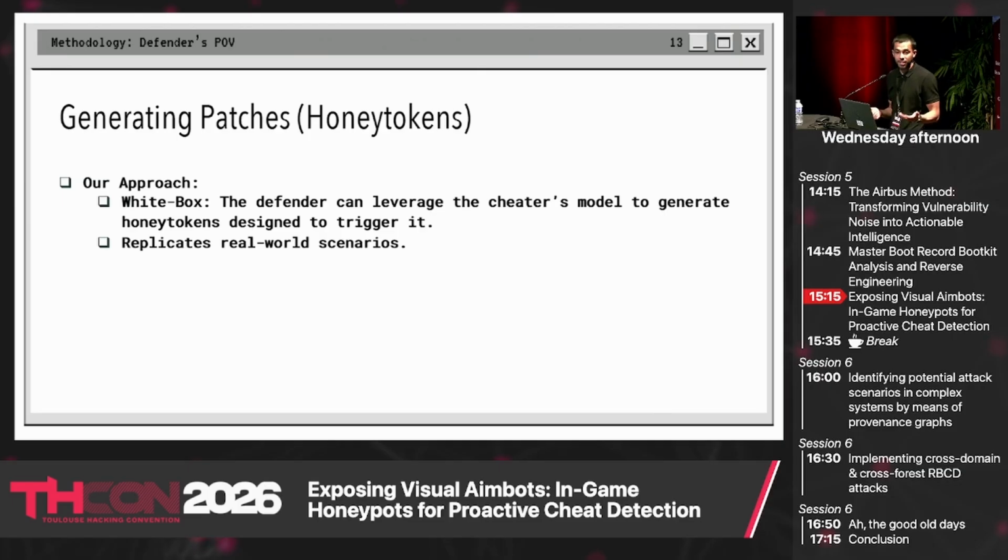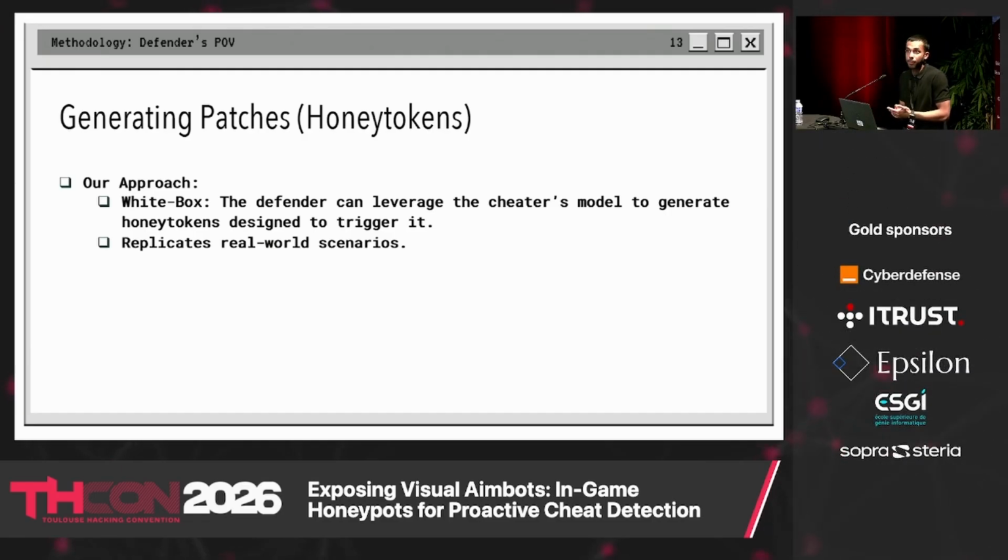Actually, this replicates the real-world scenario. You have to differentiate between a cheater and a cheat developer. Cheaters basically download these models, these weights, and everything from open sources, Discord channels, Reddit, other websites. So the same model that they download, the defenders or the game developers also have access to as well. So this white box approach is actually the real-world applicability.